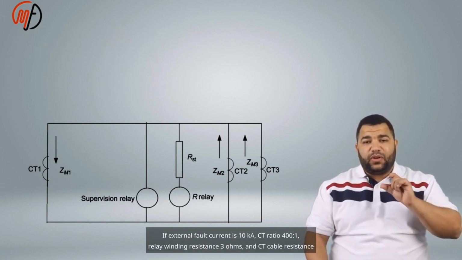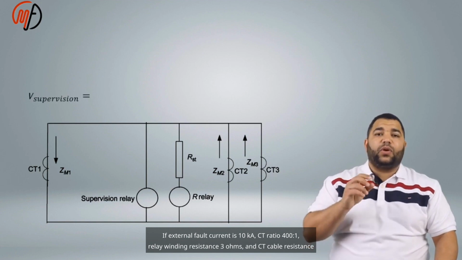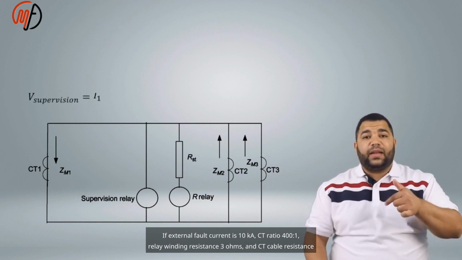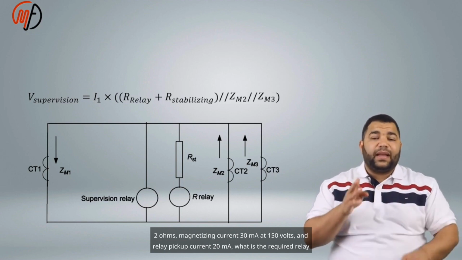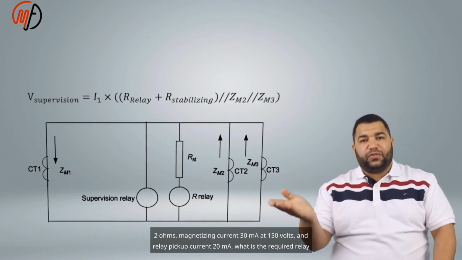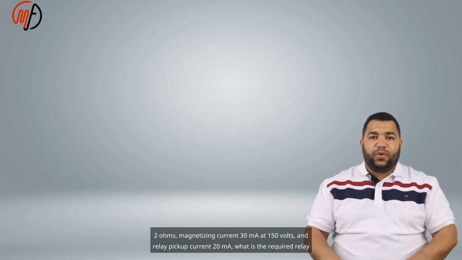If the external fault current is 10 kA, the CT ratio 400:1, the relay winding resistance 3 ohms, and the CT cable resistance 2 ohms, with magnetizing current 30 mA at 150 volts, and relay pickup current 20 mA, what is the required relay voltage setting?